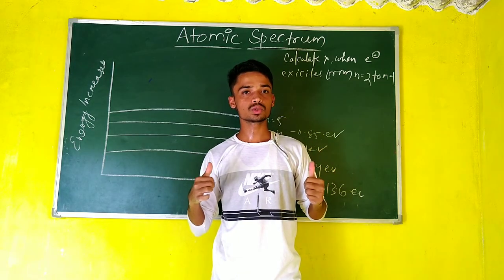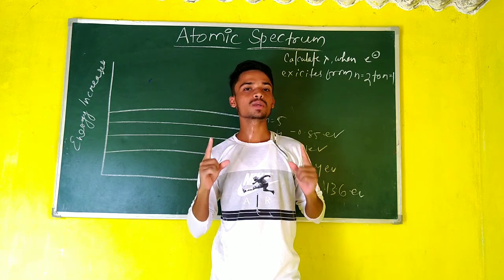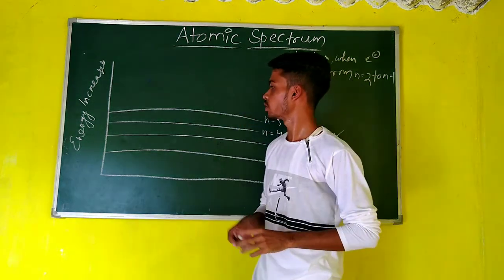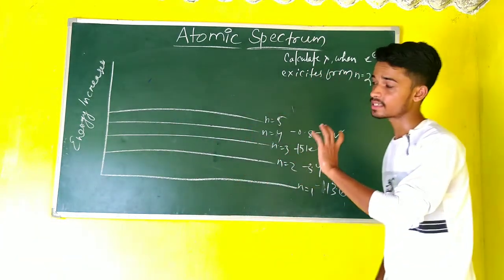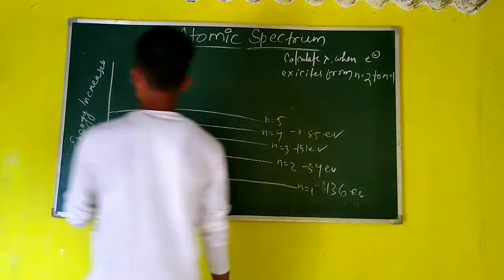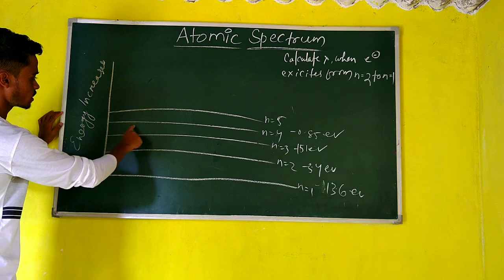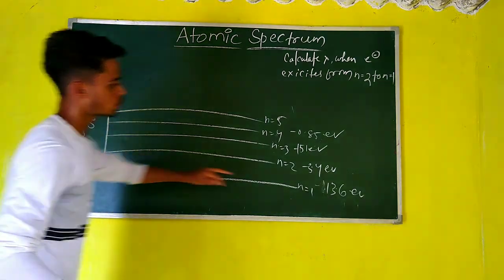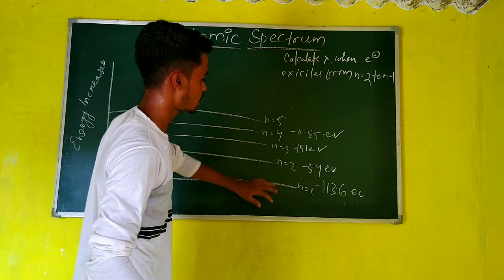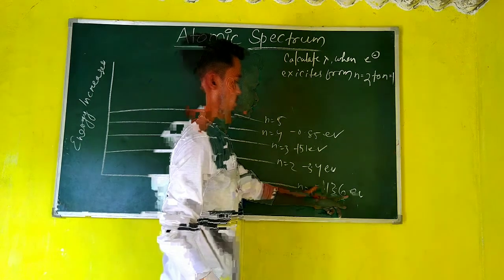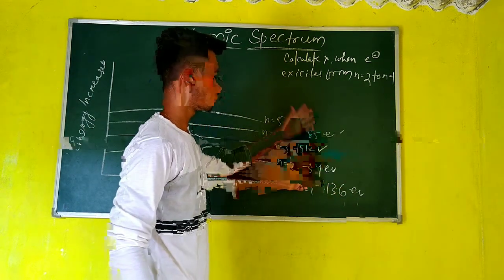Then students, we come to the main topic of atomic spectrum. So students, this is a diagram. This is energy levels. This is first shell, second shell, third shell, fourth shell, fifth shell. N equal to 1, 2, 3, 4, 5. Energy levels are in electron volt, then 3.4, then it goes on.